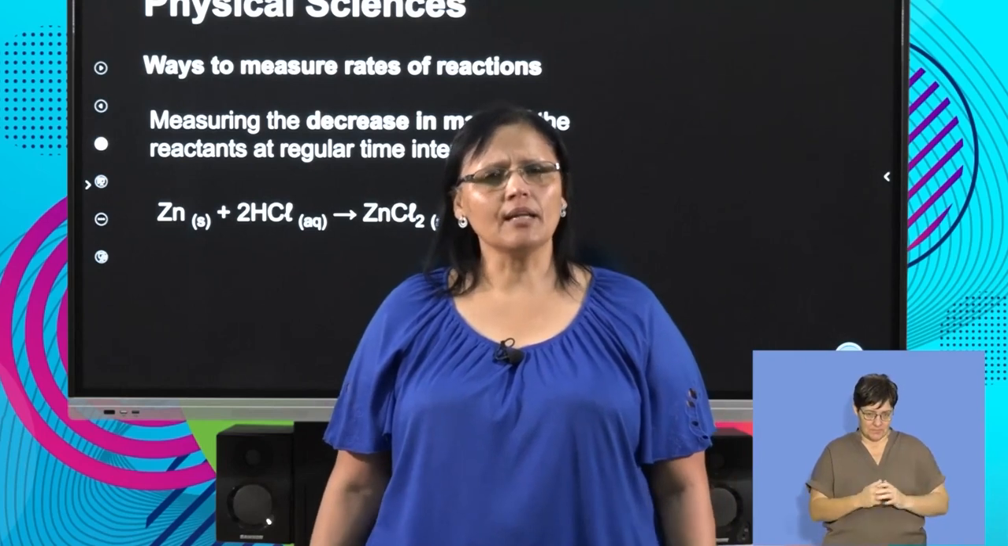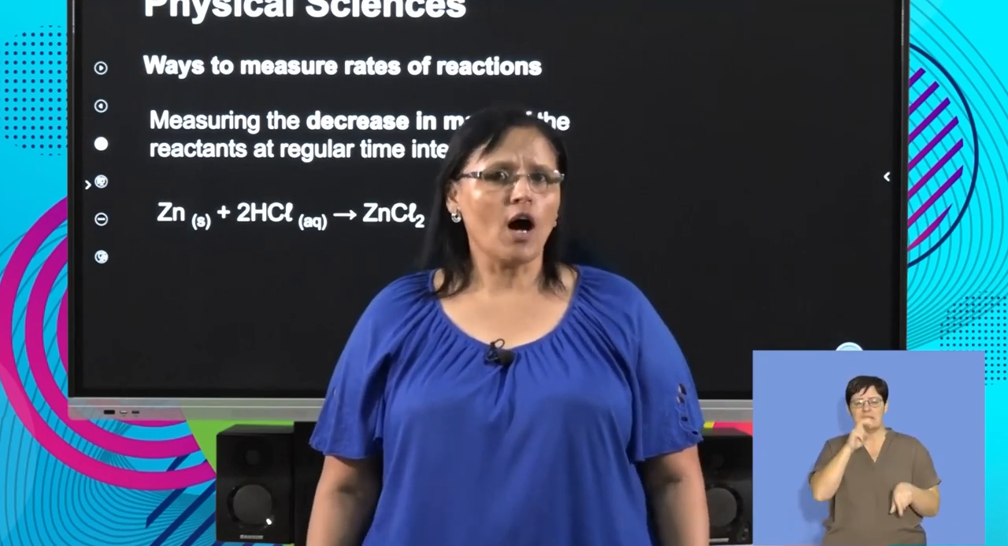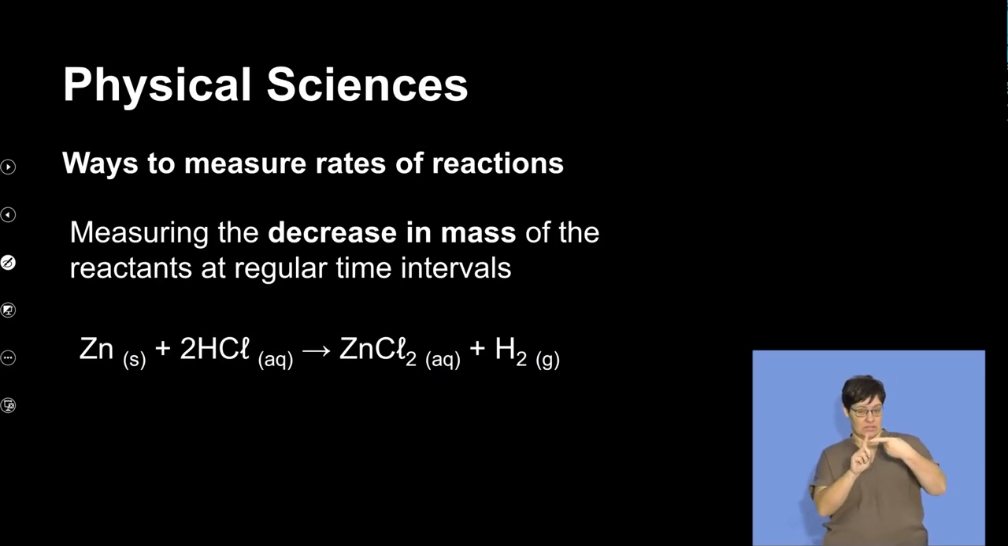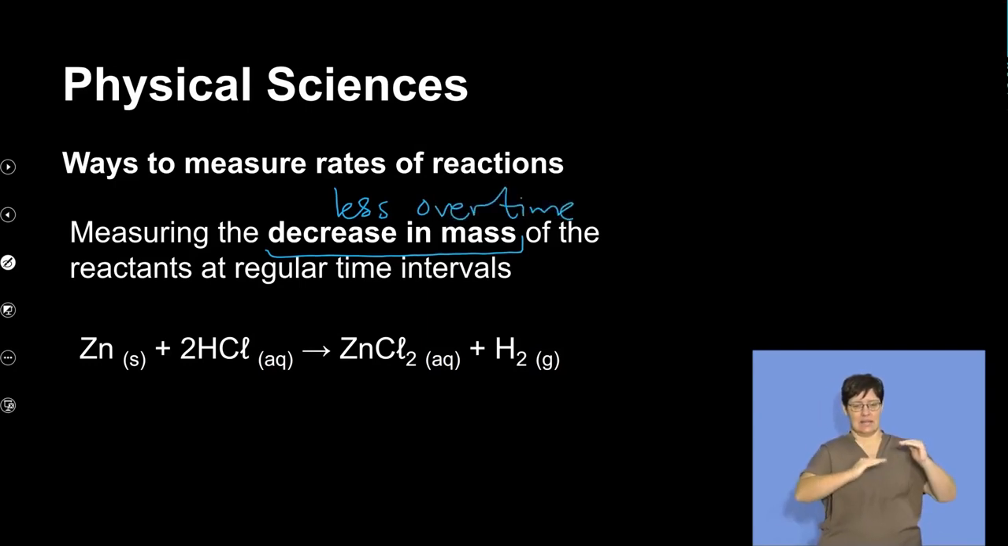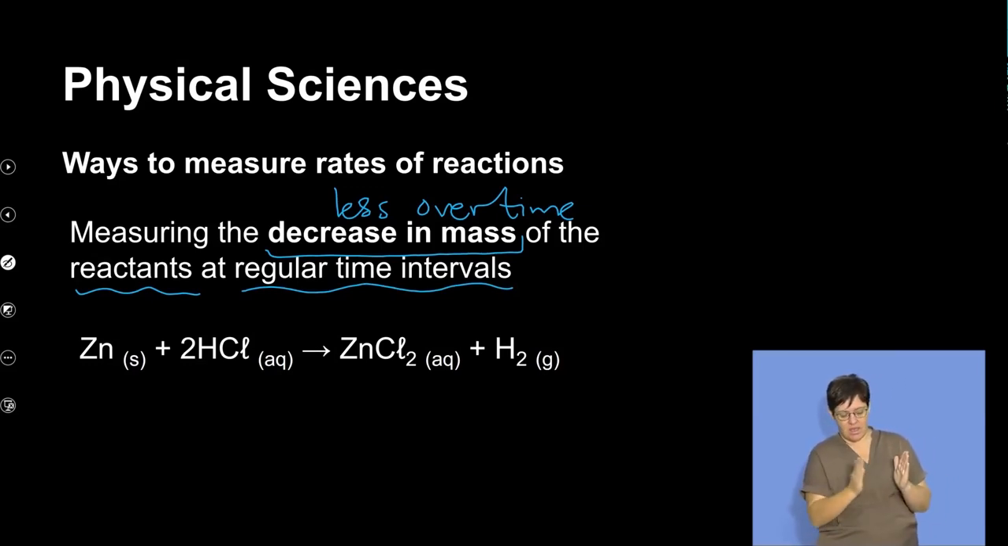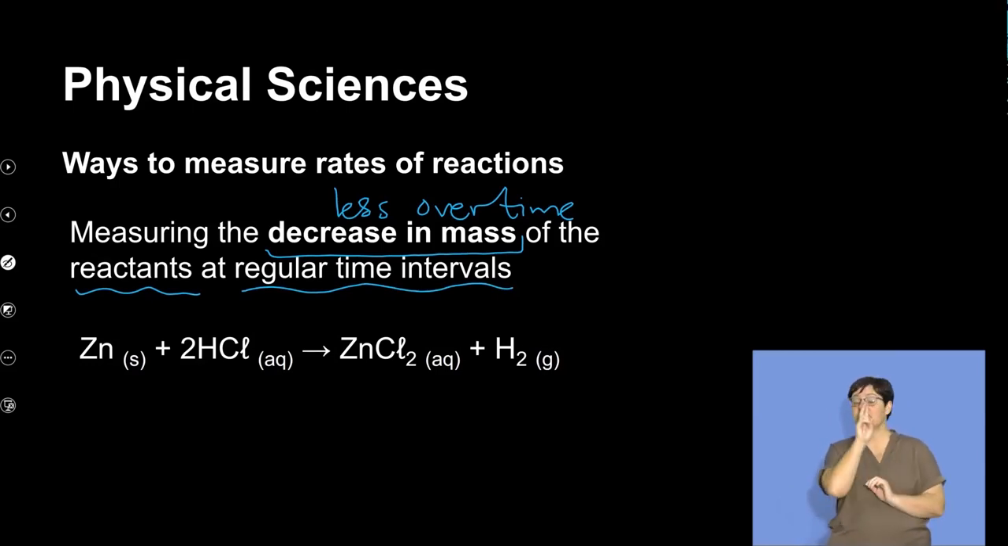With doing it experimentally, we obviously need the right apparatus for us to be able to measure the rate of the reaction. In the first case, I would like us to measure a decrease in the mass, and a decrease in the mass means that the mass is getting less over time. But what mass are we talking about there? We're talking about the reactant's mass, and we obviously have to do the measurement over regular time intervals. An example that I would like us to discuss here is when we take zinc as a solid and mix it with hydrochloric acid in a conical flask to see how the mass decreases over time.